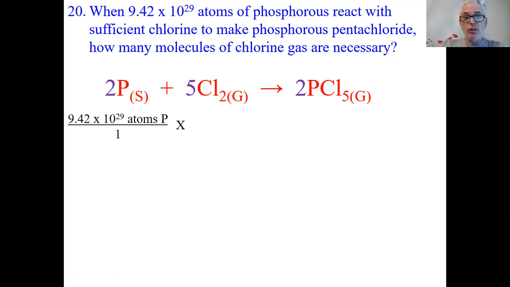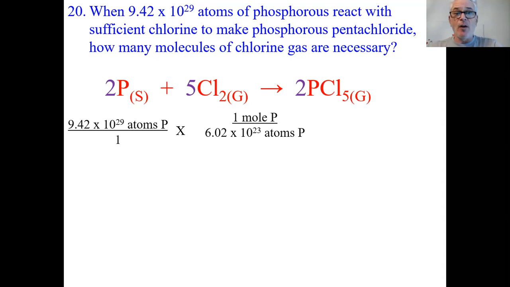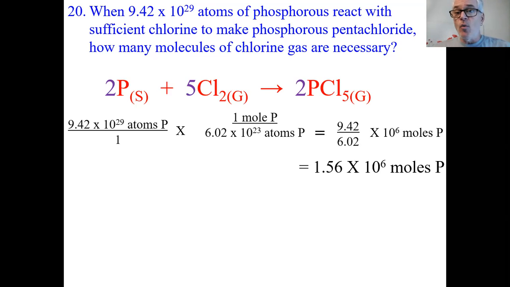So 9.42 times 10 to the 29th atoms of phosphorus. To get across the bridge, we have to convert that using Avogadro's number of atoms. So here we go. 1 mole of phosphorus is equal to 6.02 times 10 to the 23rd atoms. The atoms are going to cancel, but we're going to have 2 little problems. We're going to have 9.42 divided by 6.02. Then it's going to be 10 to the 29th divided by 10 to the 23rd. It's going to equal this, and that is going to equal this number. 1.56 times 10 to the 6 moles.